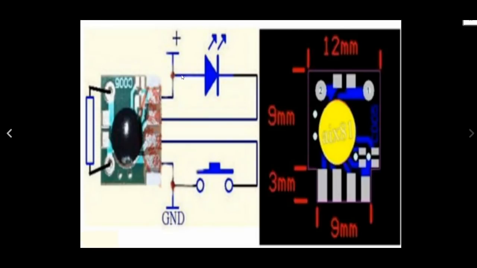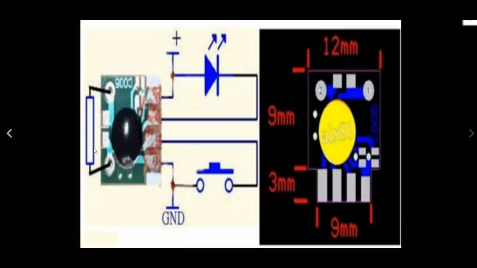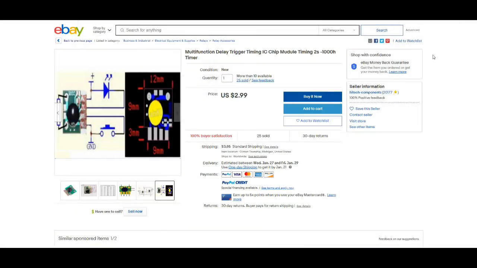So here's our VCC. We have an LED going from VCC into our output, and then we have our trigger connected through a switch to our ground, and we have our timing resistor over here. I think with that much information, we should be able to make this work. So let's give it a try.